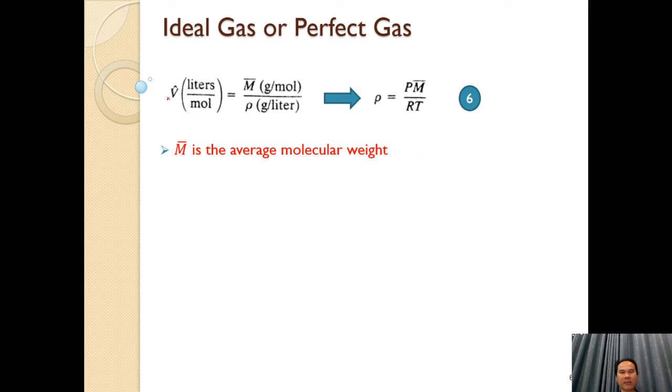The specific volume V hat in liters per mole is equal to M bar divided by rho, where M is the molecular weight and rho is density. Then you can calculate density as PM divided by RT. M bar is the average molecular weight. From the ideal gas law, PV equals nRT, or P V dot equals n dot RT. The density of gas equals PM divided by RT, using the ideal gas to calculate the property.